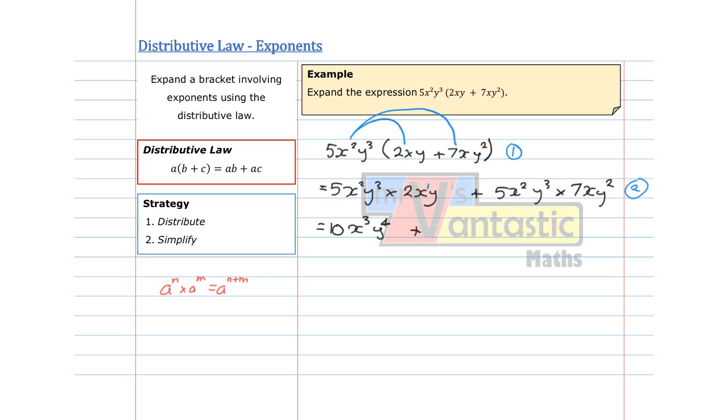Plus, and then looking at the second term over here, again, we're going to start by multiplying numbers. So 5 times 7 is 35. x squared times x will give us x cubed. And y cubed times y squared will give us y to the power of 5. And we can't simplify that anymore because these variable parts need to be the same between the two terms for us to be able to add them. So that's it. That's how we distribute brackets that involve exponents. Fantastic.